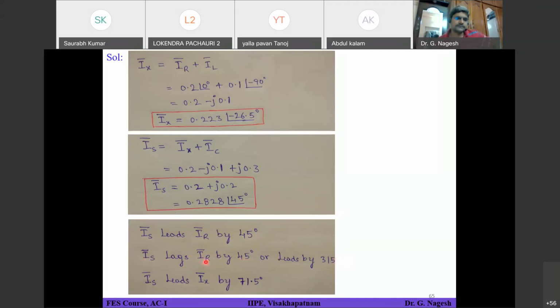Both are correct. Okay. And the last thing they have asked, what is the angle by which your IS leads IX? Okay. So your IX is minus 26.5 degrees and your IS is 45 degrees. So the difference between them is this much, 71.5 degrees. So it will lead by 71.5 degrees. Is it clear to everyone how to calculate lagging or leading?